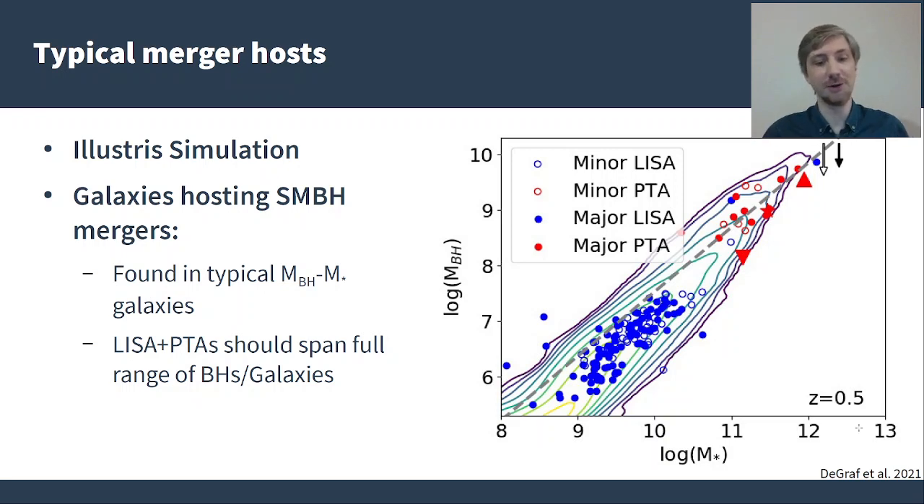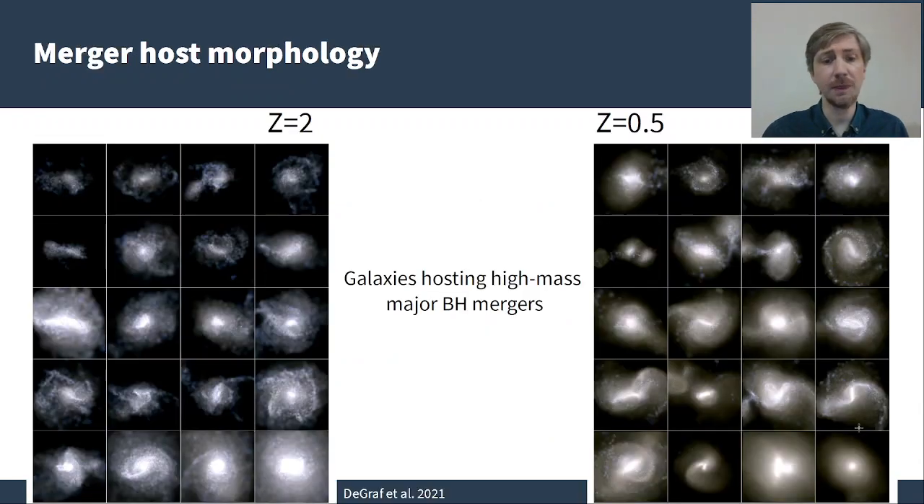But just because they're found in typical mass galaxies doesn't mean that their morphologies are standard. So if we look at the galaxies hosting these mergers, we can actually see that they tend to have disturbed morphologies. So here I've got a montage of merger hosts at redshift 2 and redshift 0.5. And in each case, we can see a wide range of morphologies, but in general, we're quite frequently seeing galaxies which are not relaxed. So these galaxies show evidence of having undergone a recent merger.